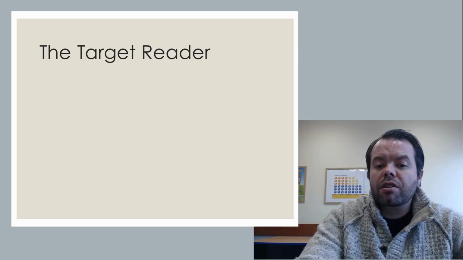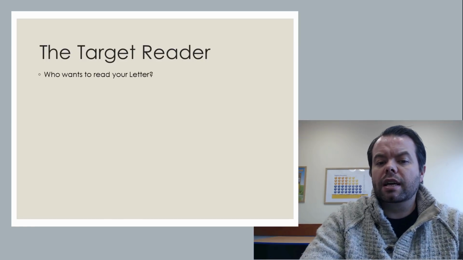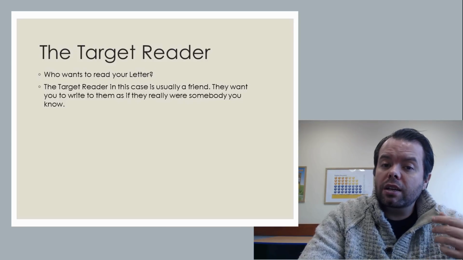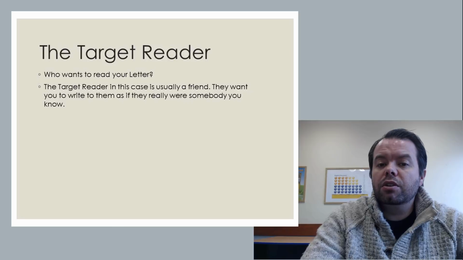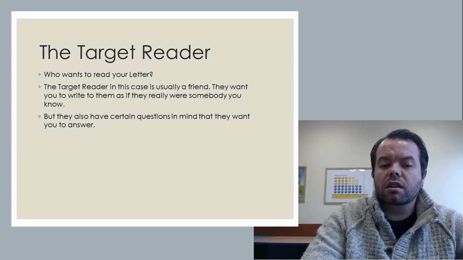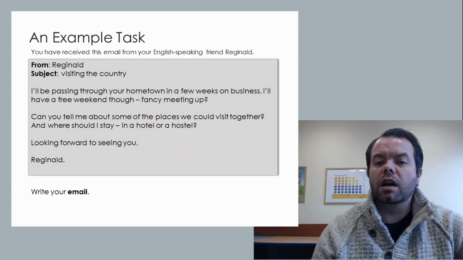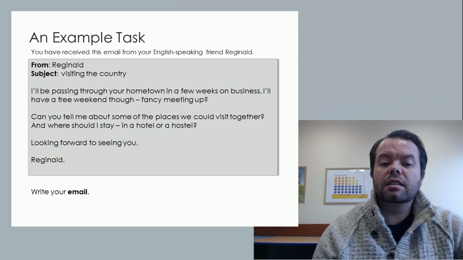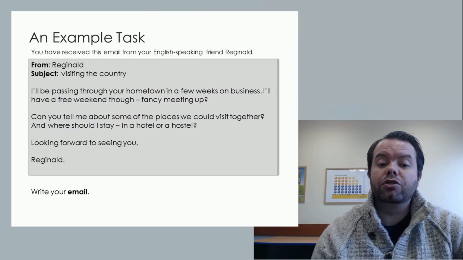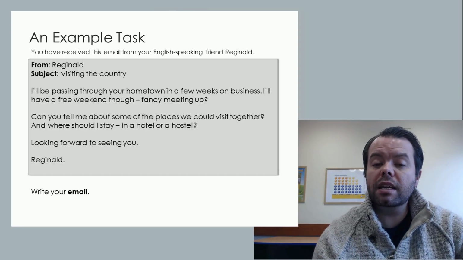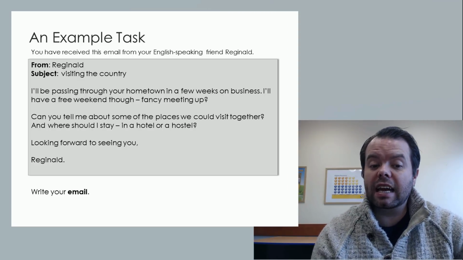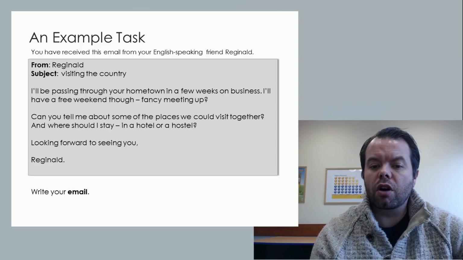So let's think a bit more about the target reader, shall we? Who is it wants to read your letter? Well, like I said, it's usually a friend. They want you to write to them as if they really were somebody you know. But they also have certain questions in mind that they want you to answer. If we have a look at this example task, we can see what we mean here. This is a little email from Reginald about visiting the country. He'll be coming my way very soon, and he wants to know if we would like to meet up. He's asking, can you tell me about some of the places we could visit together, and where should I stay, in a hotel or a hostel?